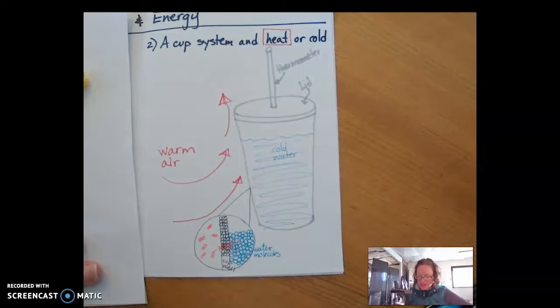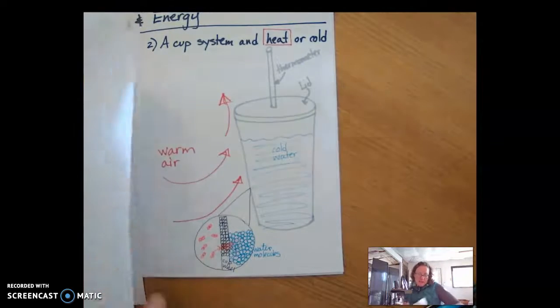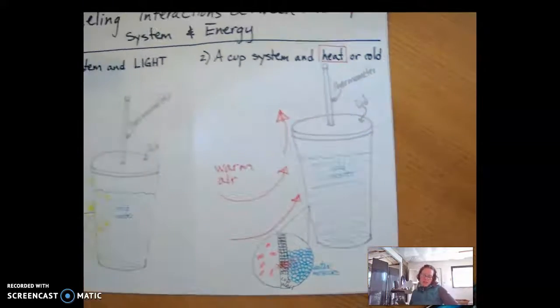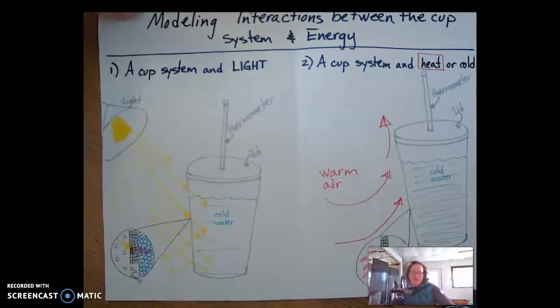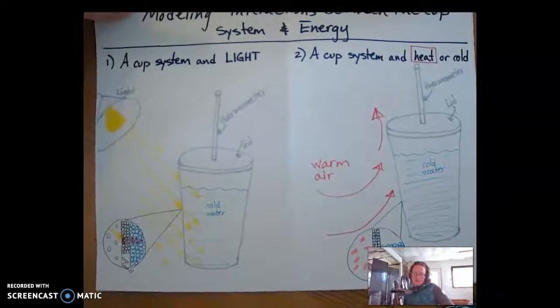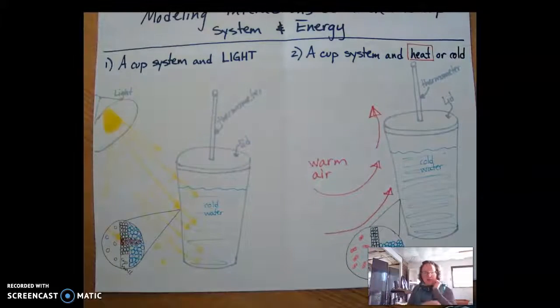All right, so that's modeling interactions between a cup system and light and or heat and cold. So good luck.